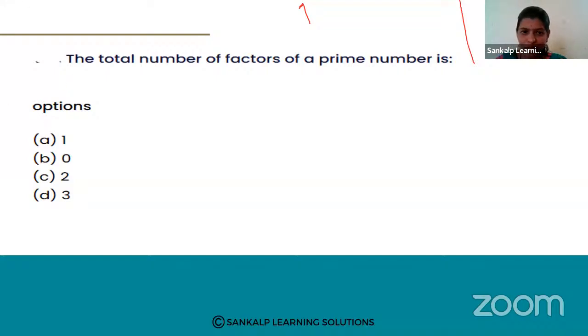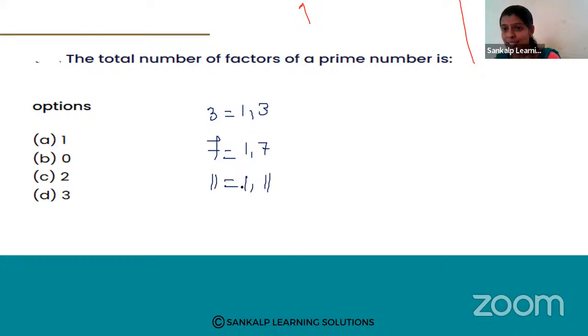See, for example, 3 is a prime number, right? So how many factors does it have? 3 has only 2 factors, that is 1 and 3. Like that, 7 has 1 and 7. Like that, 11 has 1 and 11. So how many factors does it have? Only 2 factors, right? So option C is right. Remember, the total number of factors of a prime number is 2.